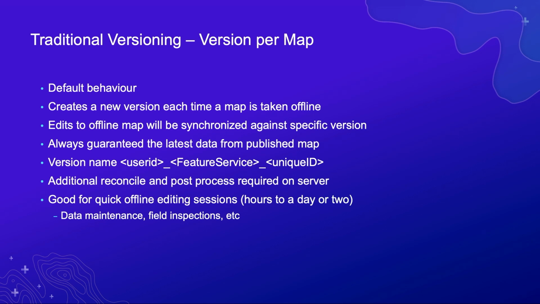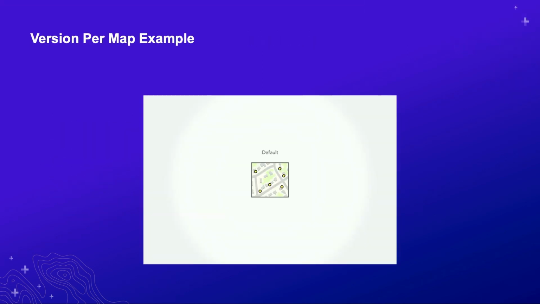Now clearly, every time a map is taken offline, it's creating a version on your database. If you have a number of users, there's a lot of versions being created, and there's a lot of reconcile and posts that have got to happen on the server. So it doesn't scale to hundreds of users, but it can be used for tens of users, as long as you've got the QA/QC processes dialed. So let's take a look at this in graphic form.